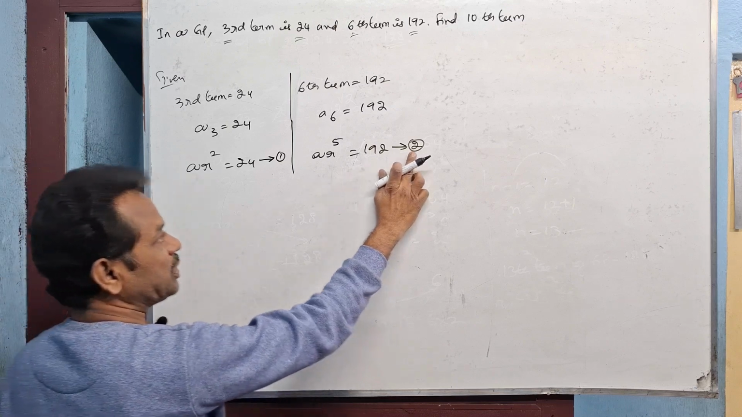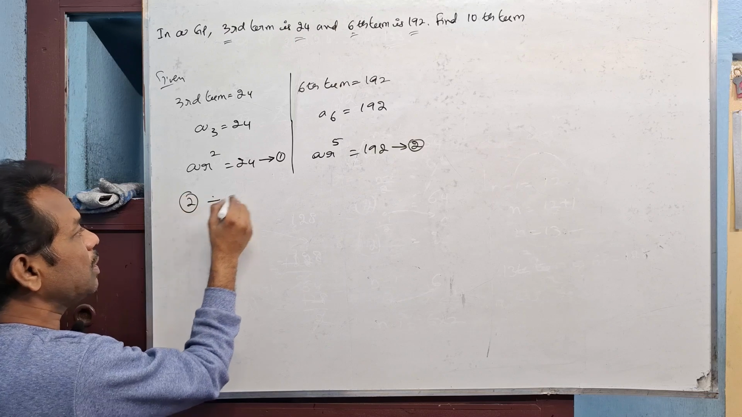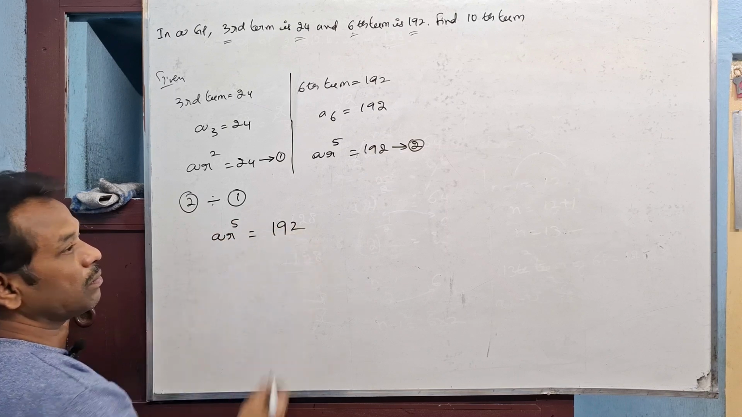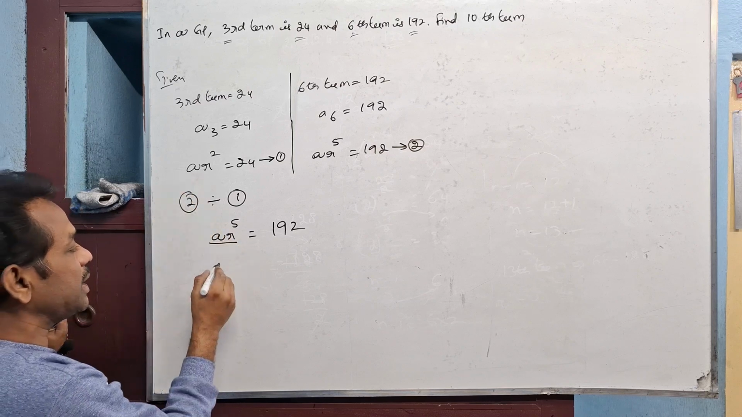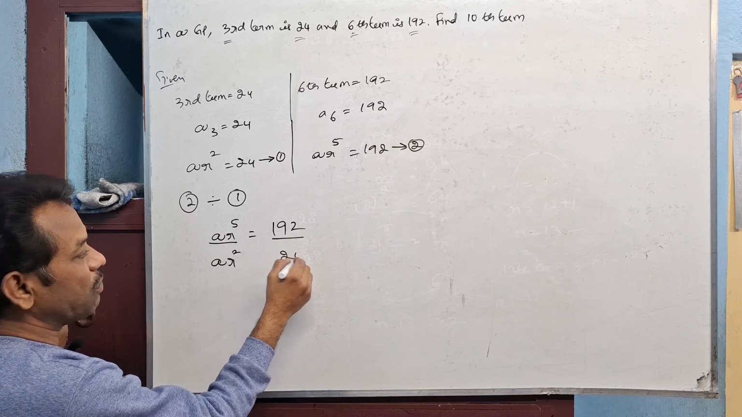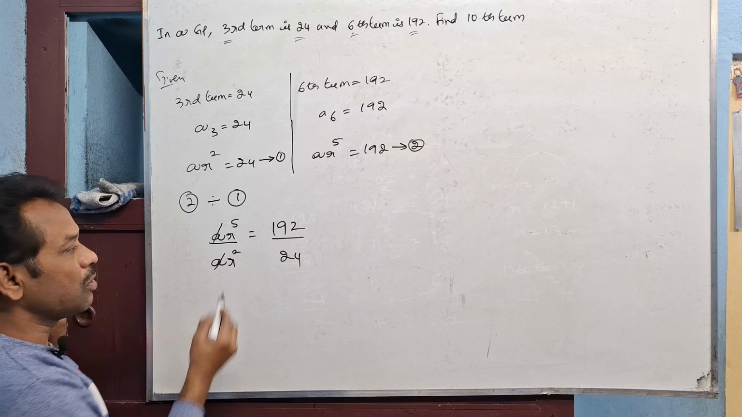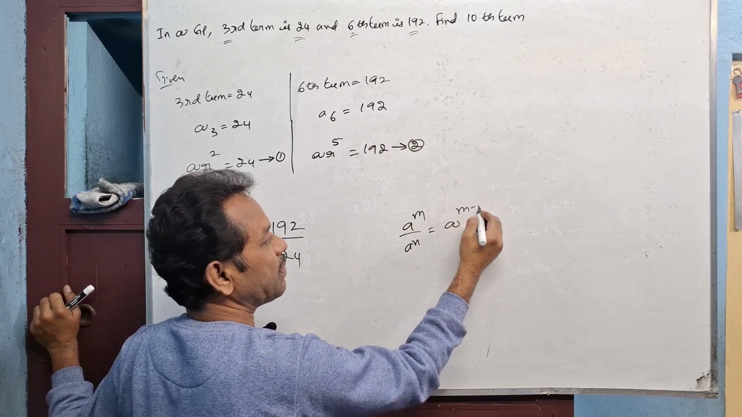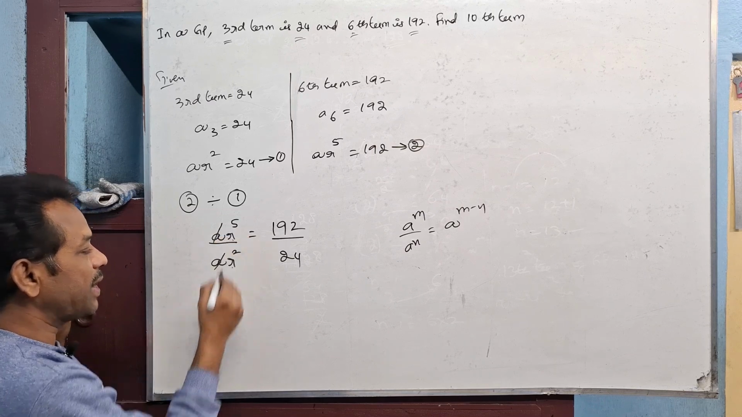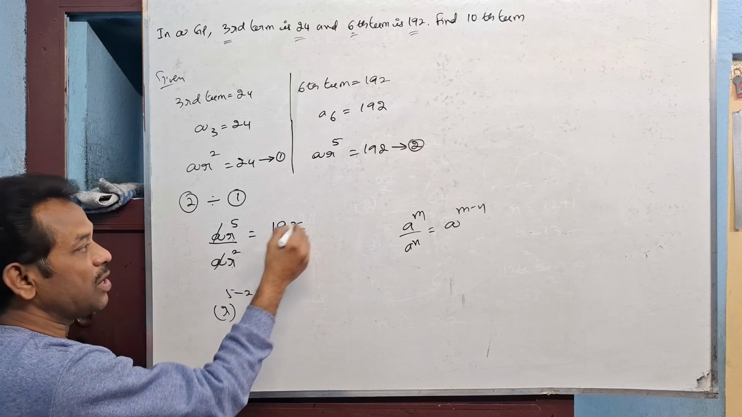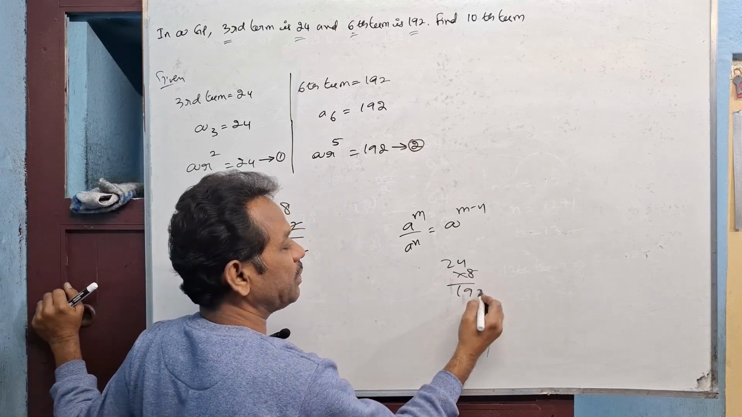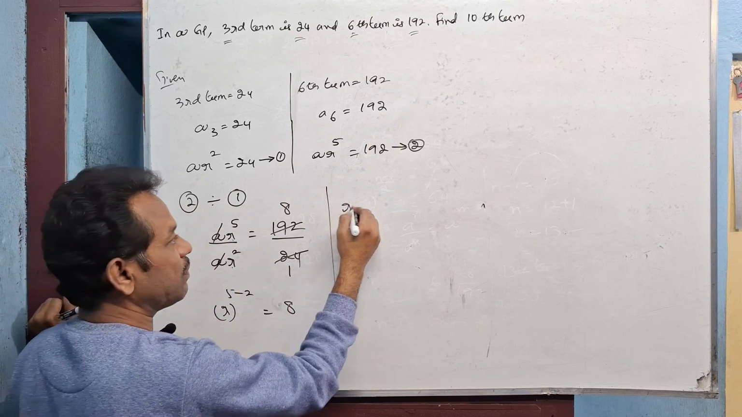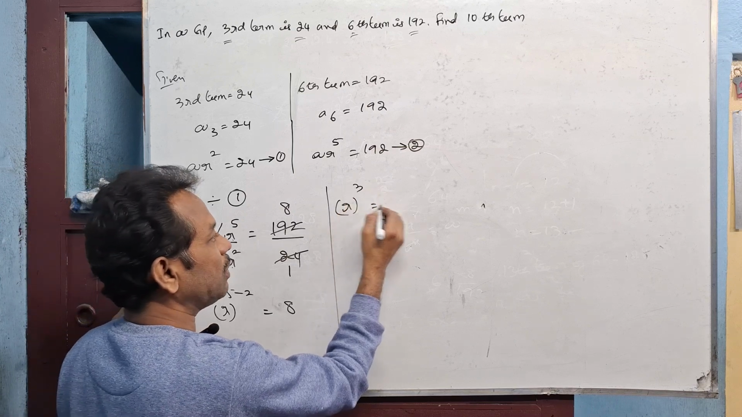Now let me divide equation 2 by equation 1. My equation 2 is AR to the power of 5 equal to 192, divided by the first equation, AR square equal to 24. Now we can cancel A and A. Here the base is R, here the base is R. So we can use the formula a to the power of m by a to the power of n is a to the power of m minus n. So R to the power of 5 minus 2 equal to 192 by 24; 24 eights are 192. So let me take 8 there. Now let me simplify: R to the power of 5 minus 2, which is 3, equal to 8.